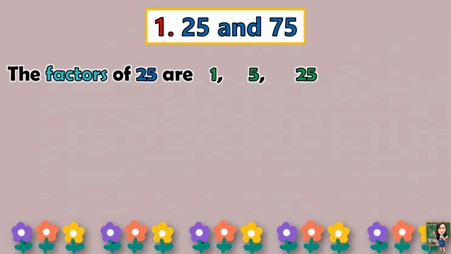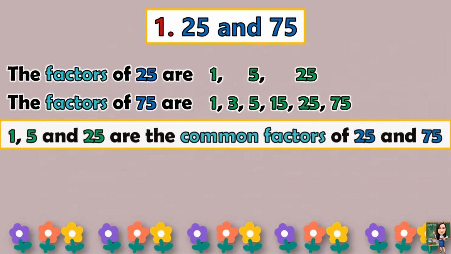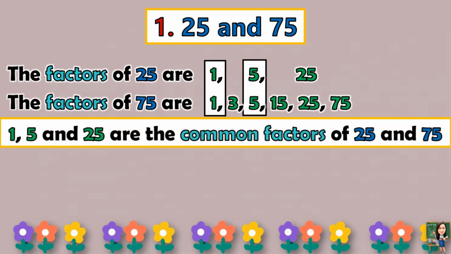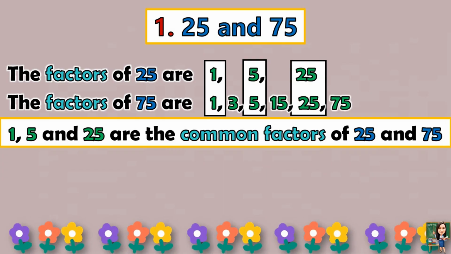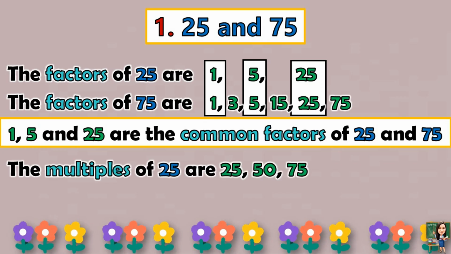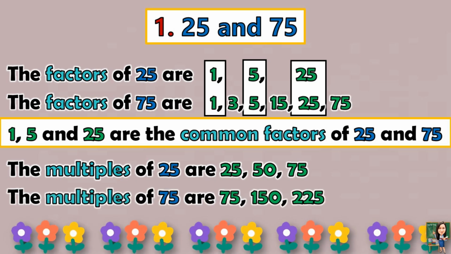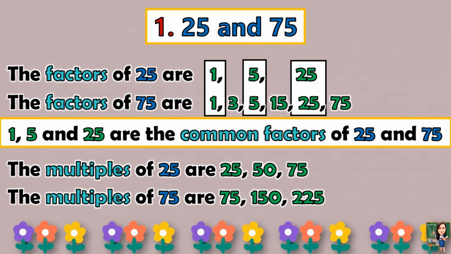The factors of 25 are 1, 5, and 25. The factors of 75 are 1, 3, 5, 15, 25, and 75. 1, 5, and 25 are the common factors of 25 and 75. The multiples of 25 are 25, 50, and 75. And the multiples of 75 are 75, 150, 225.